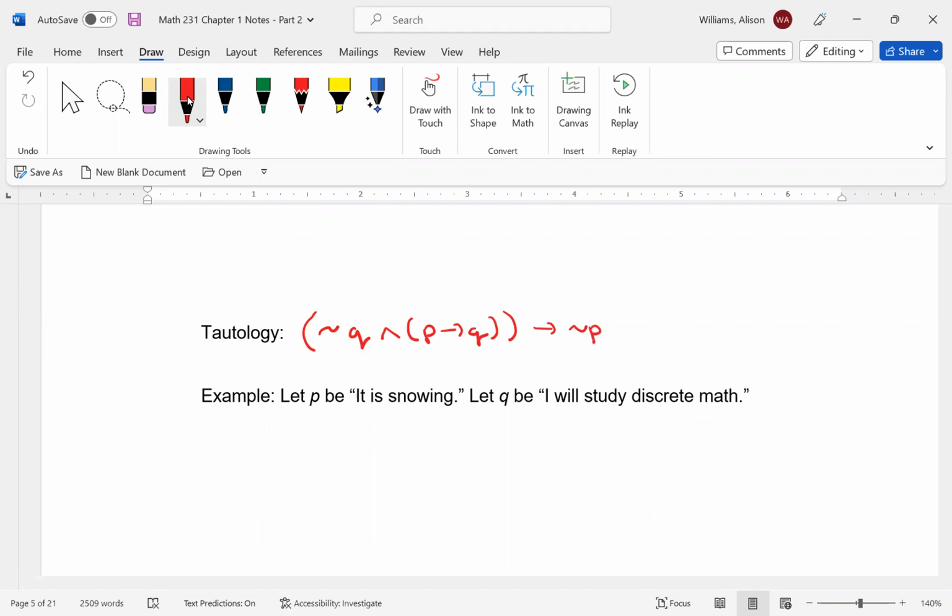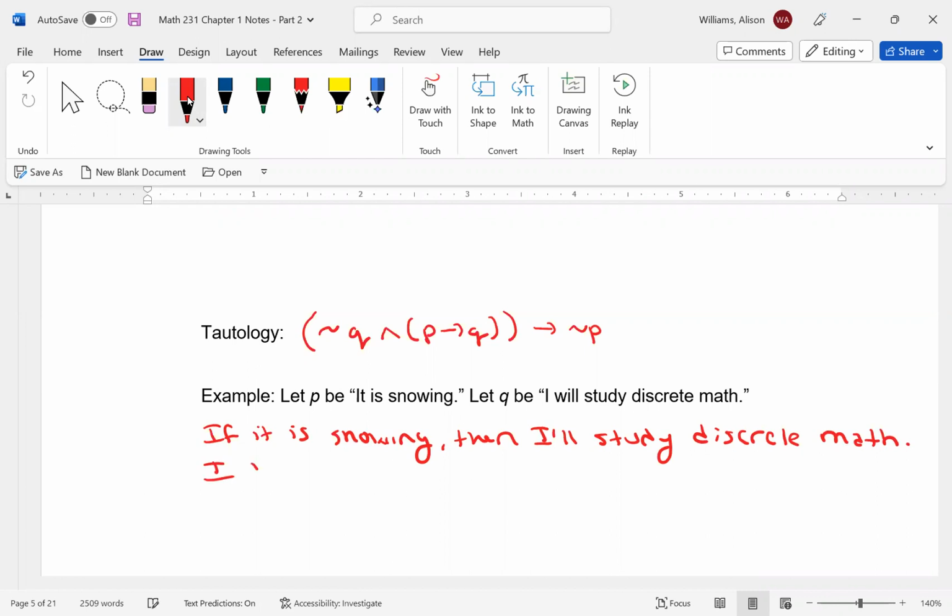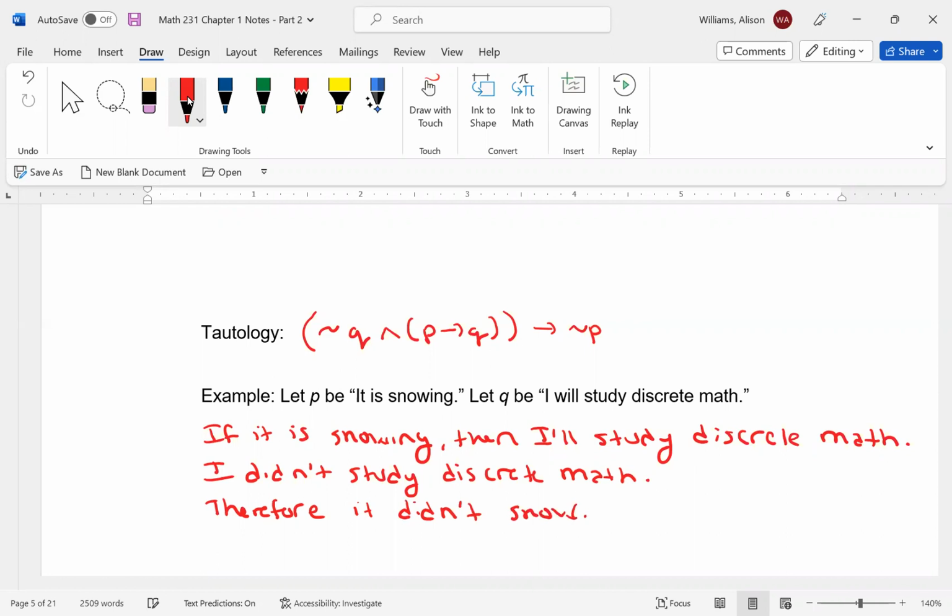Okay, so let's write this with the examples of P being it's snowing, Q being I will study discrete math. So we'd start with the same first statement. If it is snowing, then I'm going to abbreviate that, study discrete math, just so I can fit it all on one line. And then I told you I didn't study discrete math, which means you could conclude it didn't snow. Now, that doesn't mean that if it doesn't snow, I won't study. It just means that when it's snowing, I'm going to go study because I have nothing else I can do.